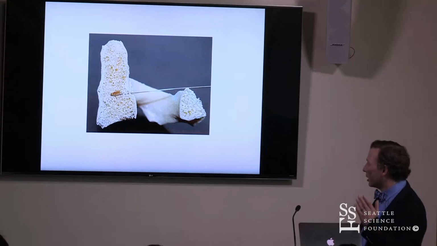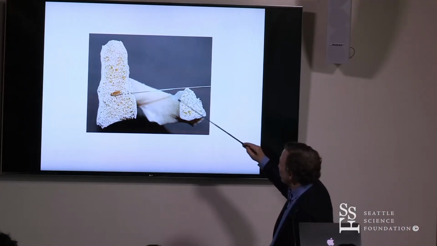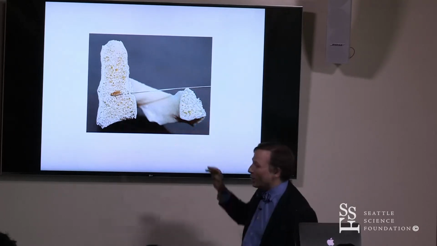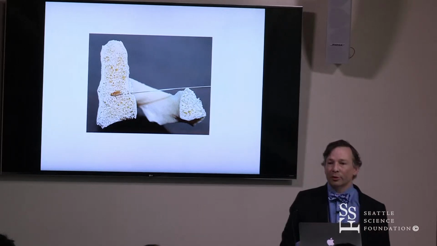This is a cut that goes right through the C2 body. So this is the posterior arch. This is the odontoid. And you can see it's packed full. It's not a solid piece of steel or bone. It's packed full of trabeculae.